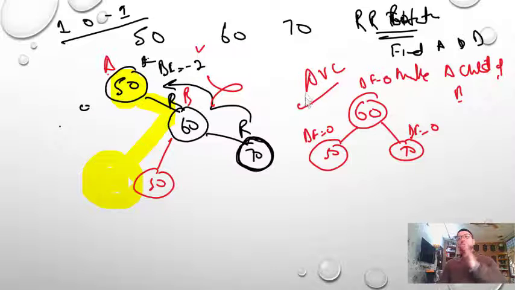So in both cases, left or right, you have to find A and B. A is the one whose balance factor is not correct, and B is the next node, and then rotate. If it is right, go for the anti-clockwise rotation. If it is left, go for the clockwise rotation. Because you can't go clockwise rotation here. 50 cannot go to the right of the 60, 50 has to go to the left of 60, right? Because 50 is smaller than 60, it has to be on this side.